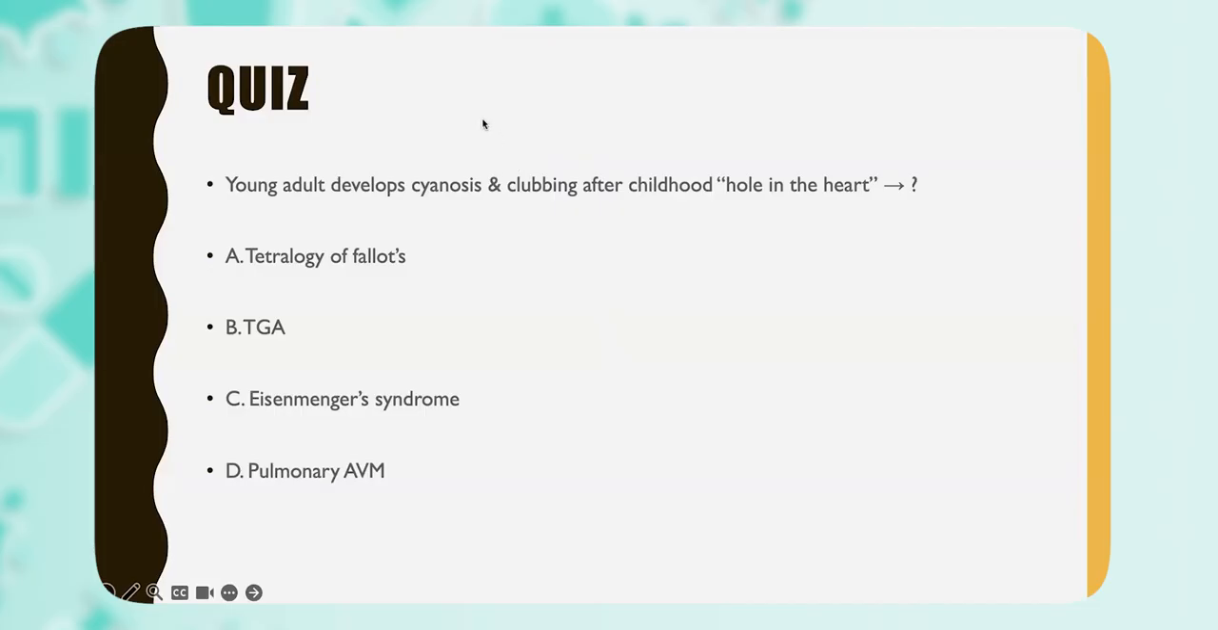Yes, correct. Dr. Srinivas, right? Yeah, this is correct. It's an Eisenmenger syndrome because in all others, the cyanosis will have developed earlier. In tetralogy of Fallot, it develops by 6 months of age. TGA can have cyanosis from birth. Pulmonary AVM will also have cyanosis from a younger age. Only in Eisenmenger's syndrome, after Eisenmengerization, the cyanosis and clubbing will develop.